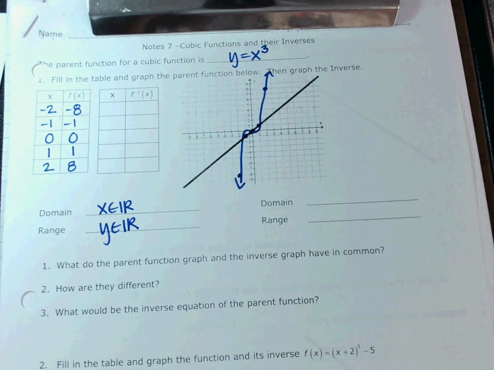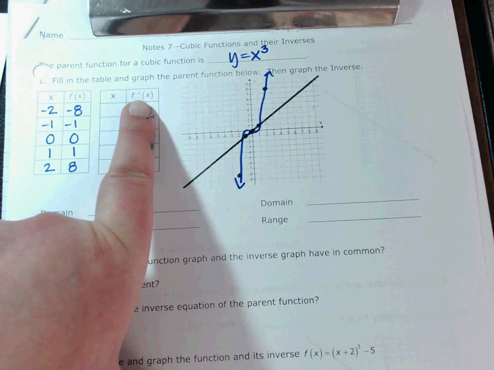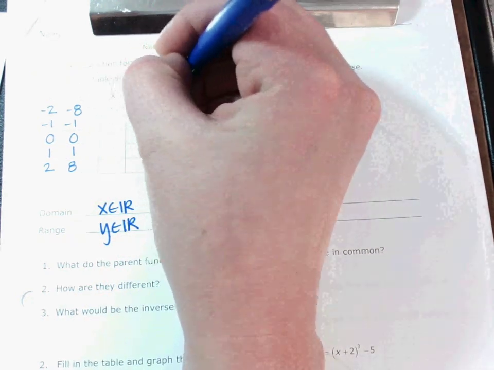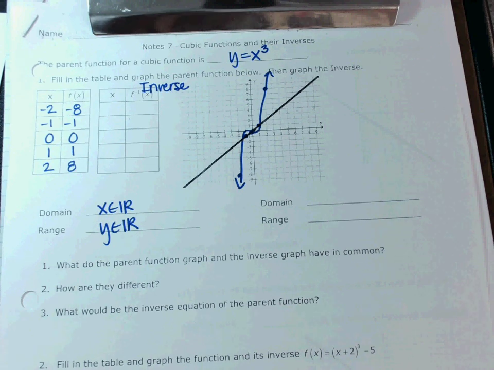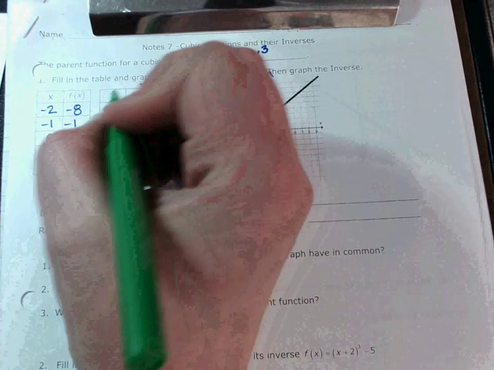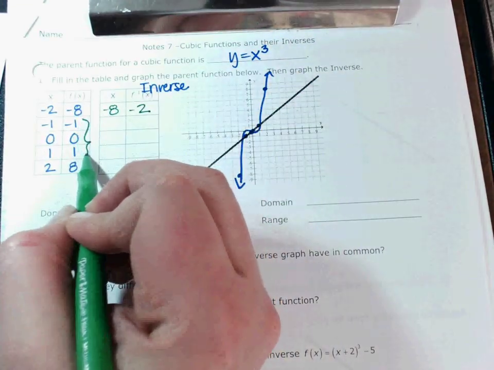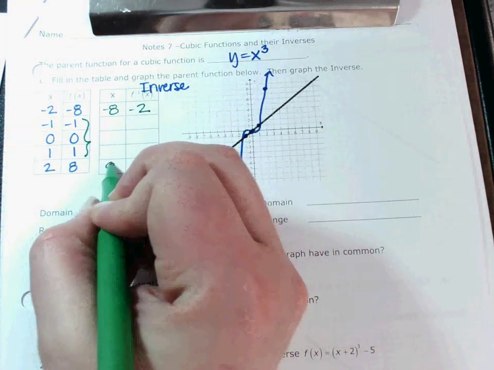What does this mean? You switch. Yes, what's the word? It starts with I. Inverse. To find the inverse, we already did this with quadratics. You switch the ordered pairs. Negative 8, so negative 8, negative 2 is the first one. And then notice that on these three, since the x's and y's are the same, when I flip the points around, it actually stays identical. And then this one will be 8, 2.